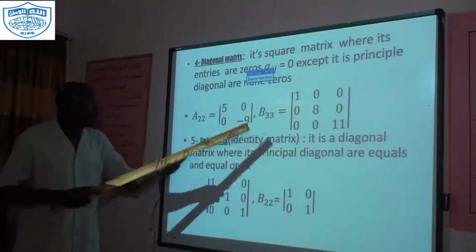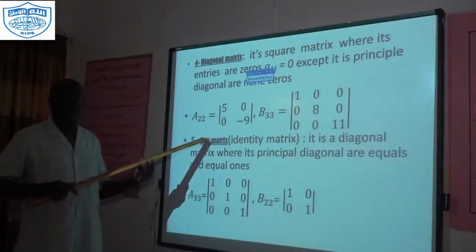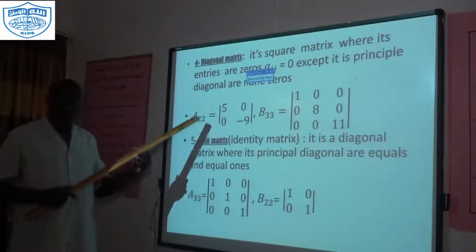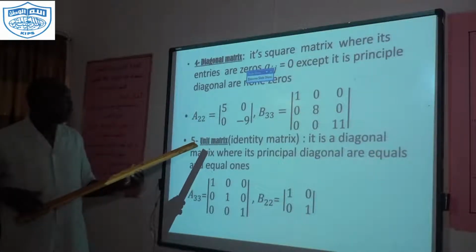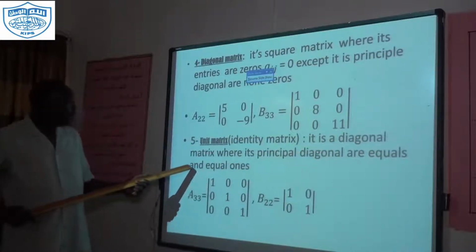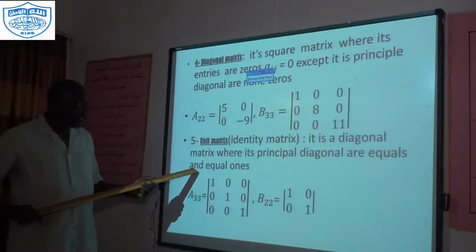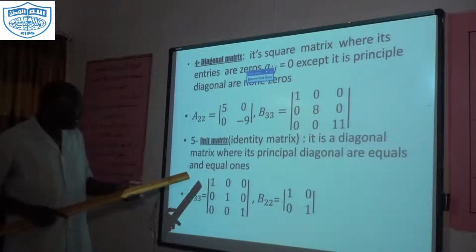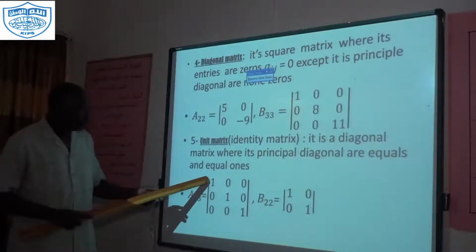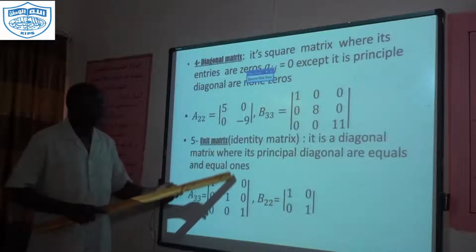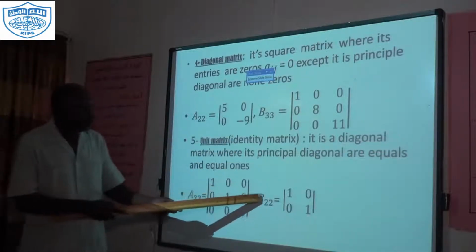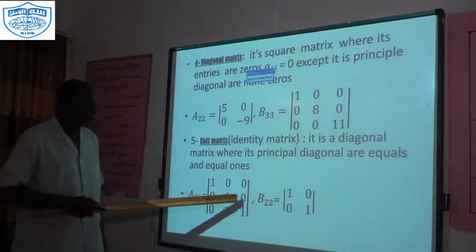Since a unit matrix is a diagonal matrix, it is a square matrix first, and all its entries are zeros except the principal diagonal, which are equal to 1. It means that these principal diagonals are 1, 1, 1, 1. Any matrix in this form is called a unit matrix or identity matrix. This 3 by 3 matrix and this 2 by 2 matrix are both identity matrices.